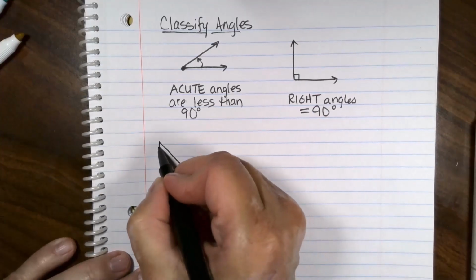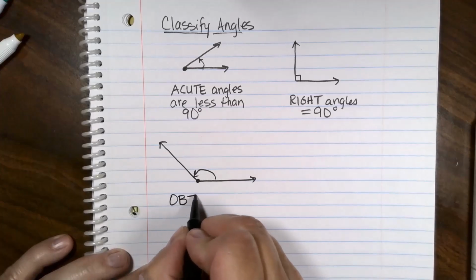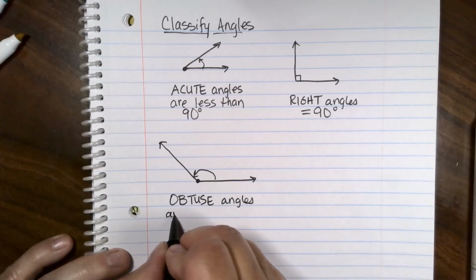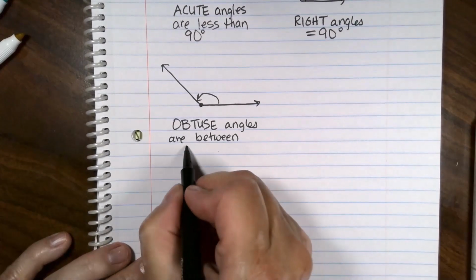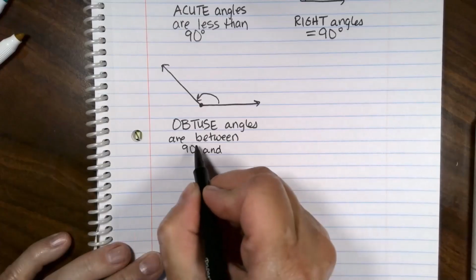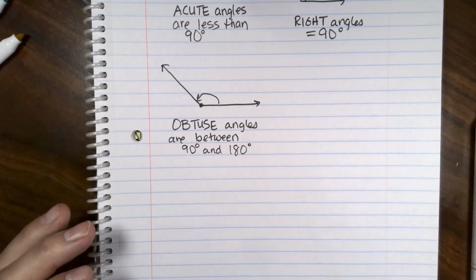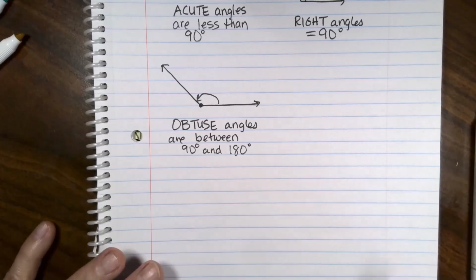Making a big angle, the angle starts there and goes there. This is called an obtuse angle. Obtuse angles are between 90 and 180. They don't equal 90 degrees and 180 degrees. They're between them. And that doesn't just mean 91. It means like 90.1, 179.9. Those angles are called obtuse angles.